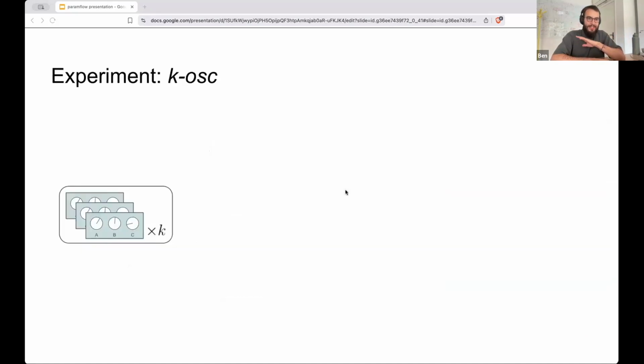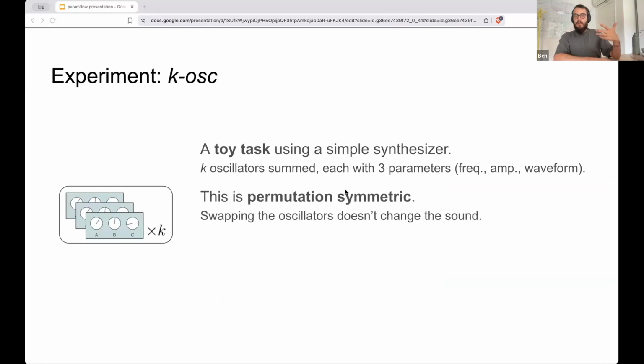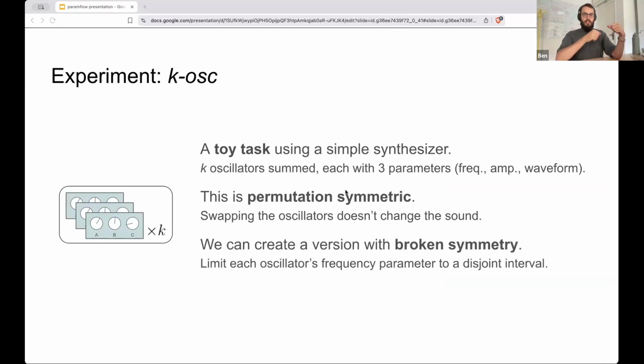Okay, so I've got a couple minutes left. So in that time, let's do some actual science. So we did some experiments on all this. The first is just a simple toy task. We design a very simple synthesizer that consists of K oscillators, each with 3 parameters, and we just sum them together. And so this is permutation symmetric. We can swap the parameters of these oscillators around without changing the sound. But we can create an asymmetric version of this by limiting the frequency range of each oscillator to a separate interval along the frequency axis.